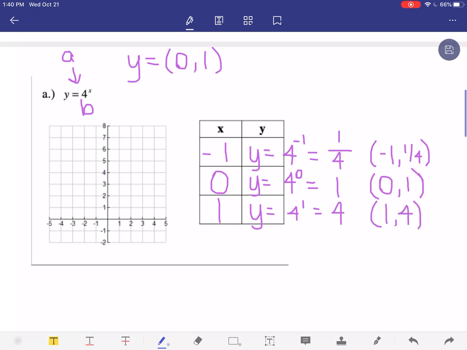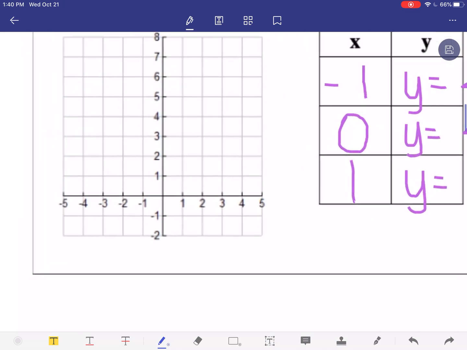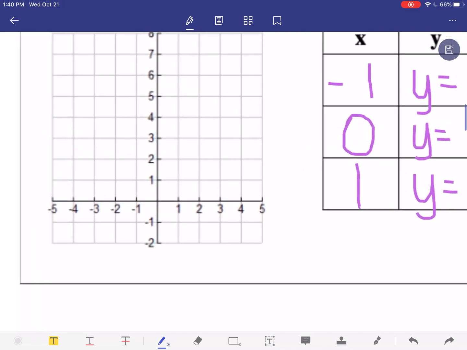All right, let's plot some points on the graph. At -1, 1/4, I go over to -1 on my x-axis and up to 1/4, which would be very, very close to 0 here. So we'll call it right about there. It's a good place to put that dot. My 0 point was at 0, 1, and my point 1 was at 1, 4.